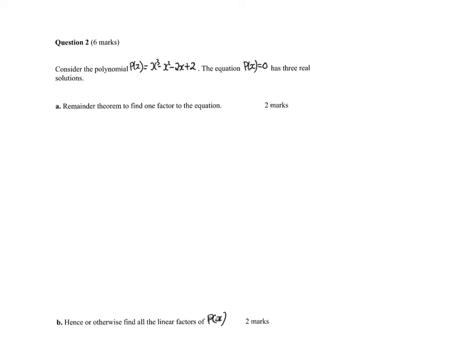x cubed minus x squared minus 2x plus 2, the equation p(x) equals 0 has 3 real solutions. So what they're telling you there is that this cubic can be factorized. You know, that's what they're saying. So you're going to get the factors. Because remember, if we can't find factors, we won't be able to. So anyway, it's going to help you so you can do that.